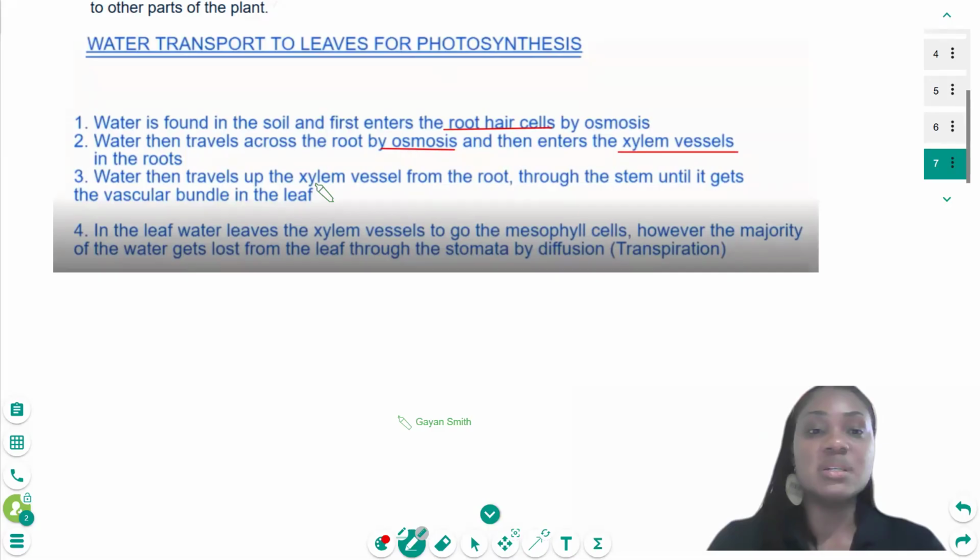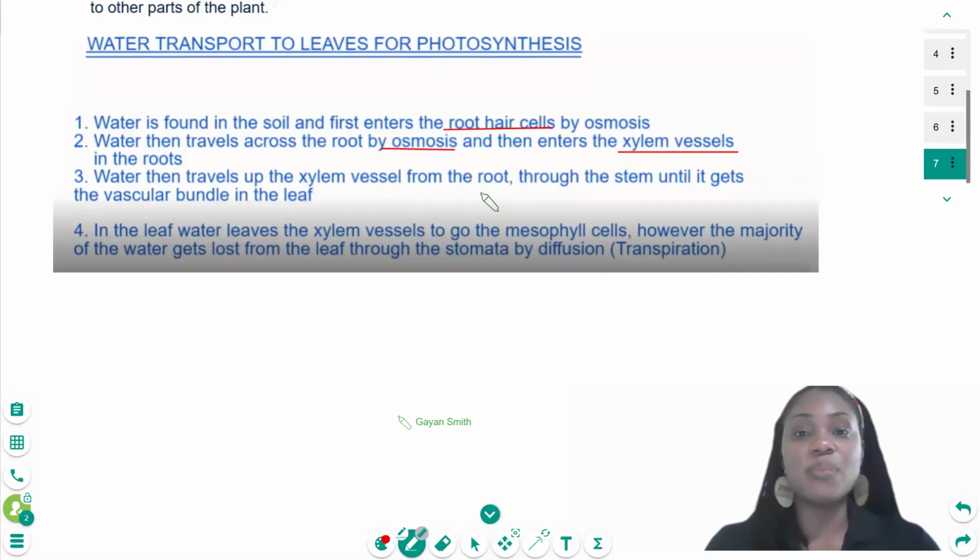roots. Then the water has to travel up the xylem vessels from the root through the stem until it gets to the vascular bundle in the leaf. Once the water gets to the vascular bundle in the leaf, that's when water can leave from the xylem vessels and go to the mesophyll cells.